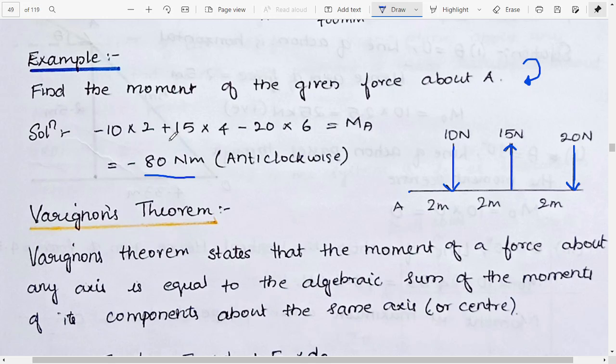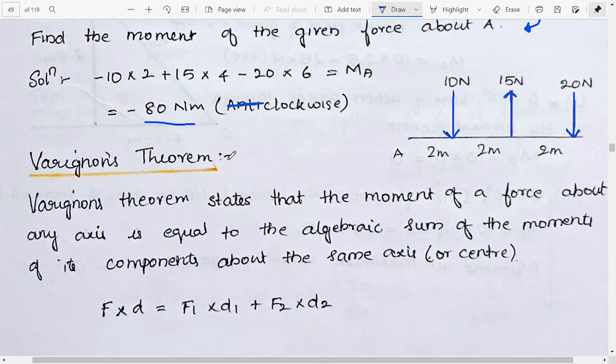140 plus 60 will give minus 80 Newton meter. So it's minus 80 Newton meter. Actually it should be clockwise because it is negative. Actually it's clockwise.